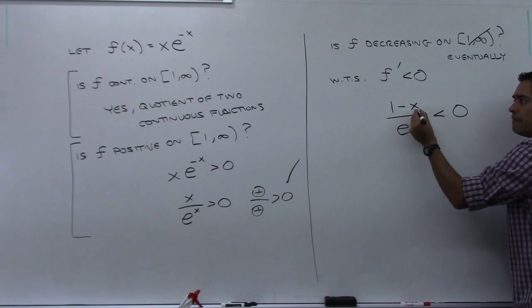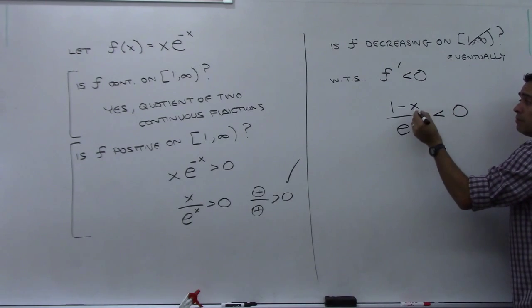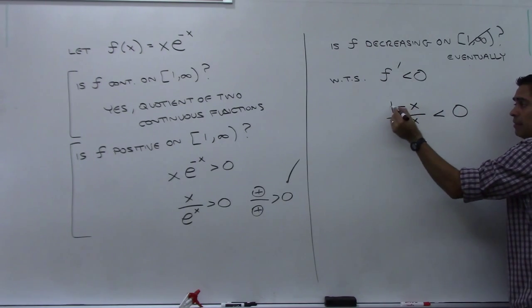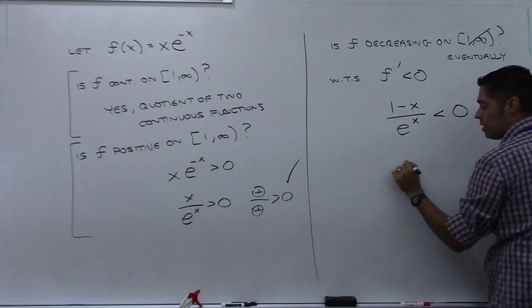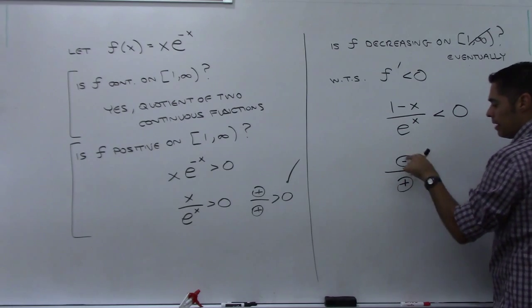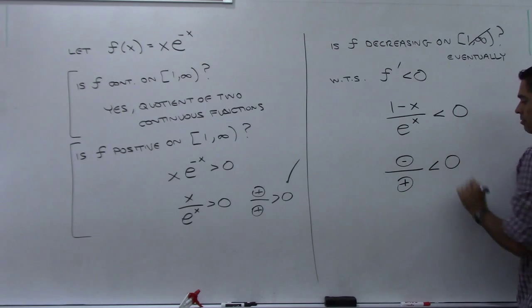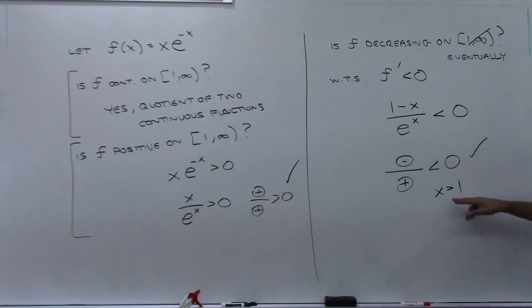If x is 1, this is 0. If x is bigger than 1, then this is going to be bigger than 1. So 1 minus this number should be a negative number. So I should get a negative number on top. E to any number is positive. Negative divided by positive is always less than 0. This is true if x is greater than 1. But that's good because that's what we wanted.